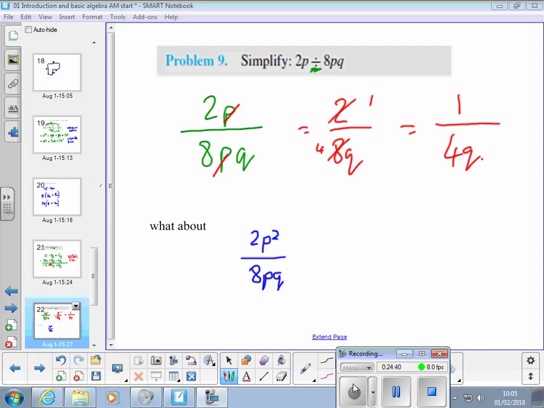We can say that cancels and that cancels. So it's equal to 2p over 8q. And then we can divide top and bottom by 2 as well, and say that's p over 4q.